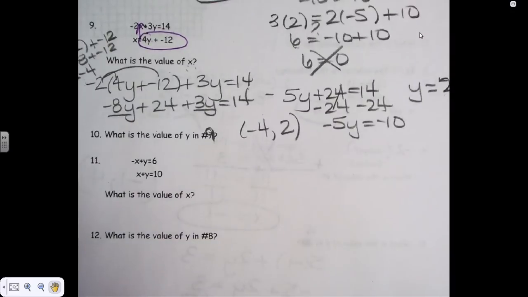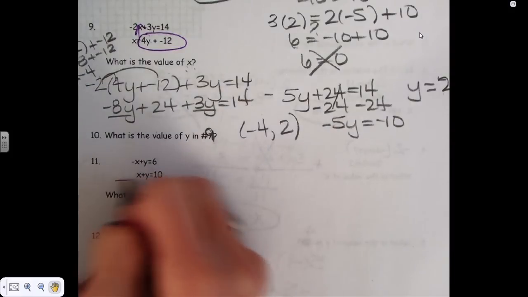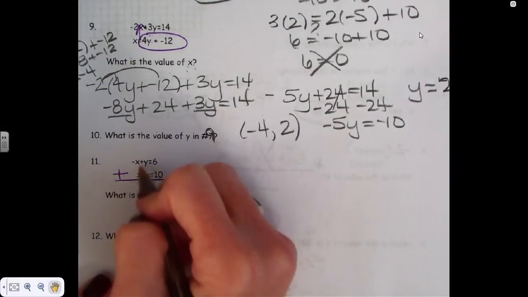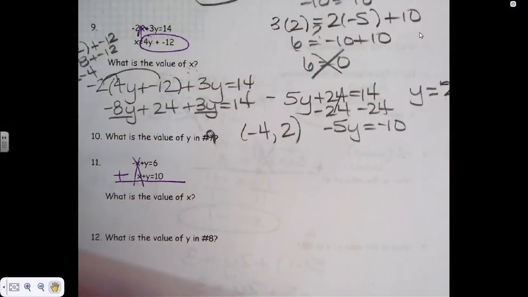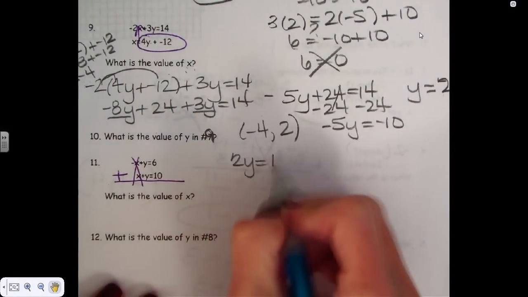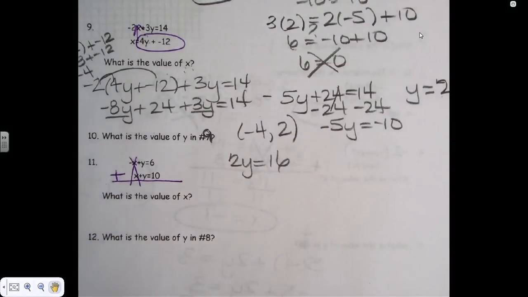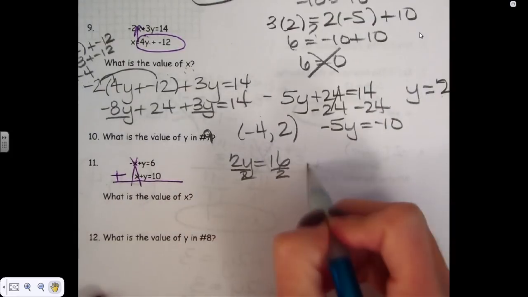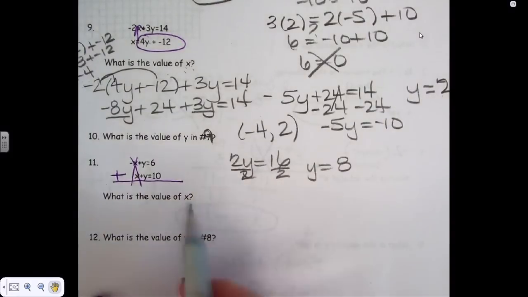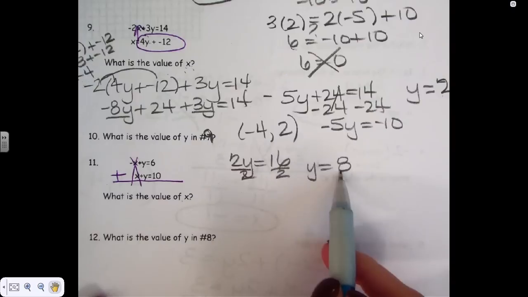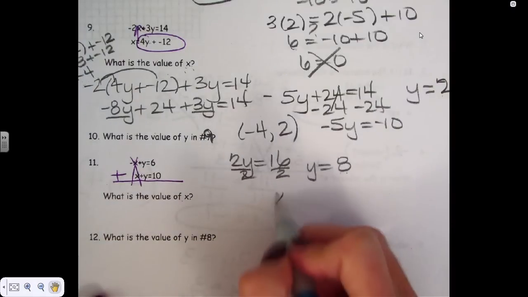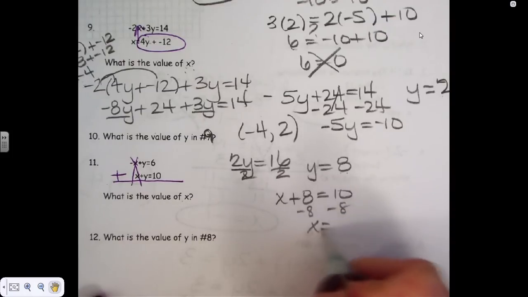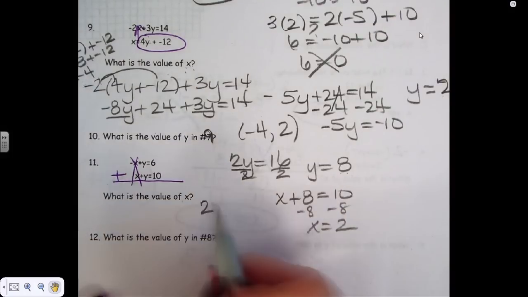Okay, number 11. Number 11 is an easy one. I'm just going to eliminate, and I'm going to add because I have a positive and a negative x. So that cancels out, leaving me with 2y is equal to 16. Divide both sides by 2, so y is 8. Be careful, it's asking for x. I solve for y, so now plug 8 back in and solve for x. So x was 2, so that was the answer to this question.